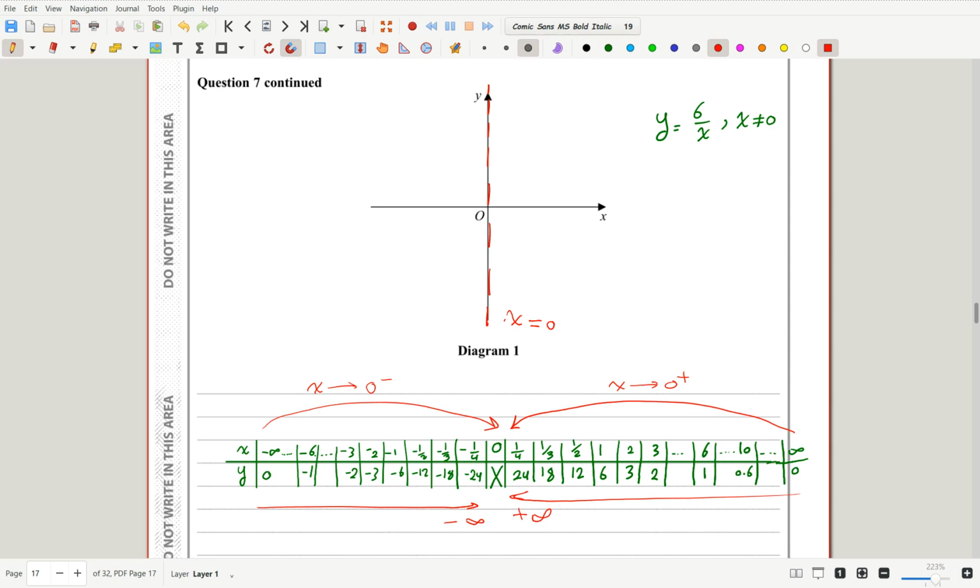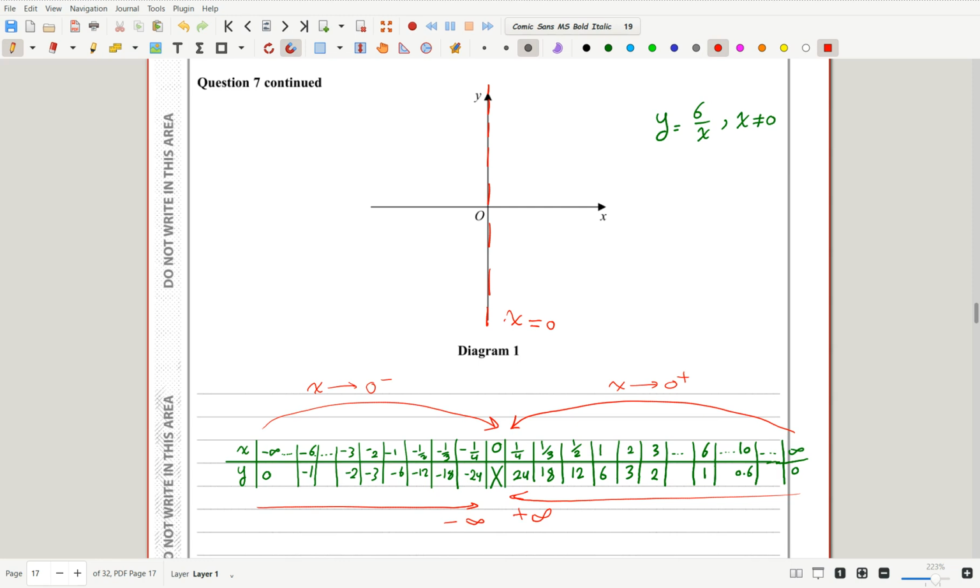Whatever y is, x is always 0. But here the graph, the curve itself, shoots up to infinity or down to negative infinity. Now for the horizontal asymptote, as x goes to plus infinity or negative infinity, the value of y approaches 0.